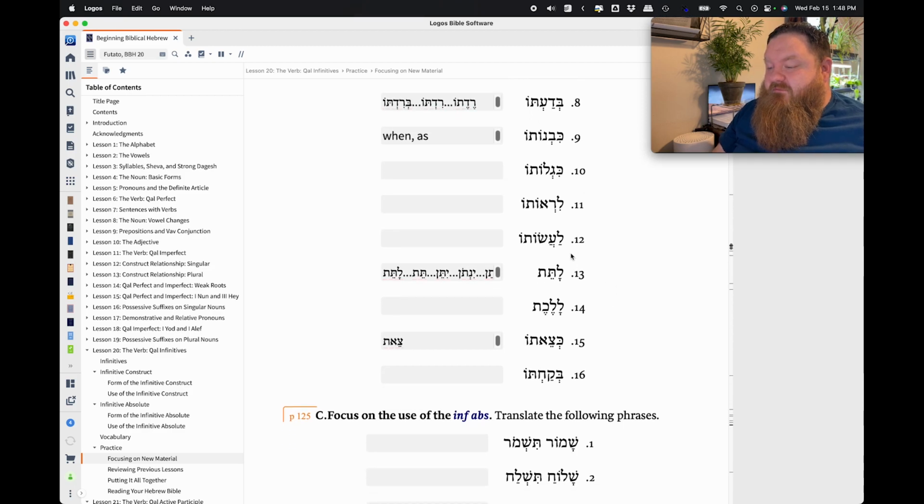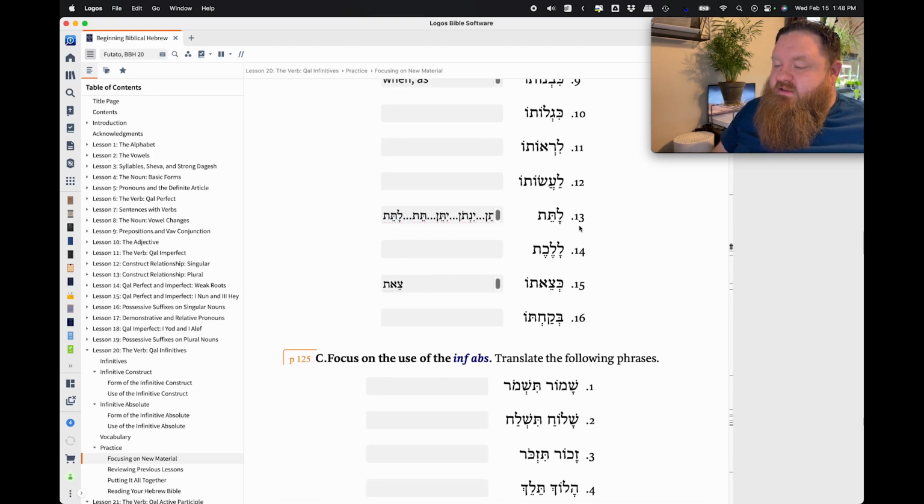Number 12, we've got la'as oto. La'as oto is going to be asa, he made in the Qal perfect 3ms, becomes asot, which is to make it, or to make him. And then the lamed preposition might just be in order to make it, or in order for him to make something. Number 13, this one is a little bit tricky.